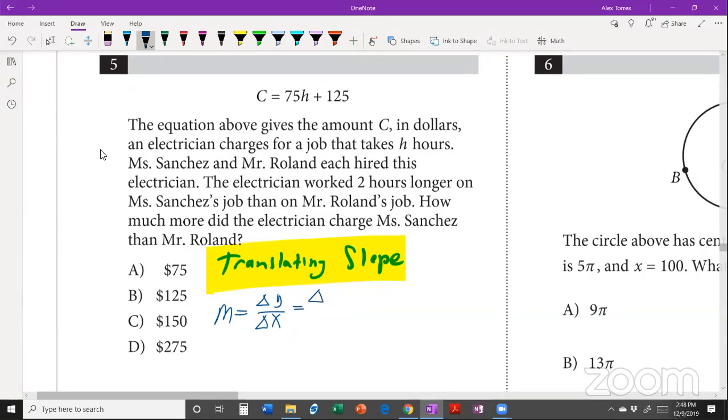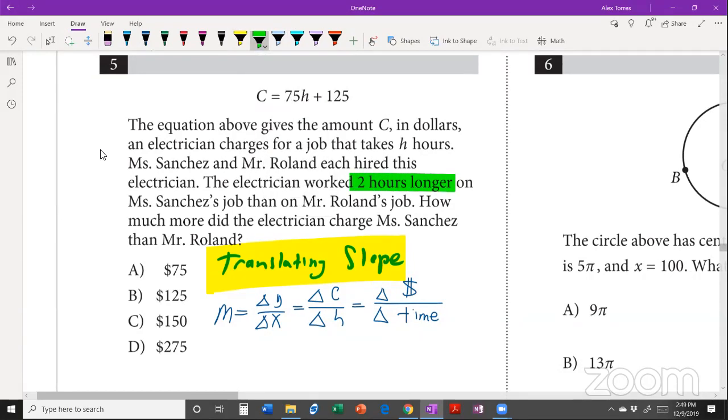So the problem is talking about C and H. And what are C and H? That's our change. The triangle means change. Change in the amount of money. So change in the money, which is the charge, over the change in time, which is in hours. So when we talk about slope here, we're talking about how the amount of money changes based on the time. With that background, look how easy this question becomes.